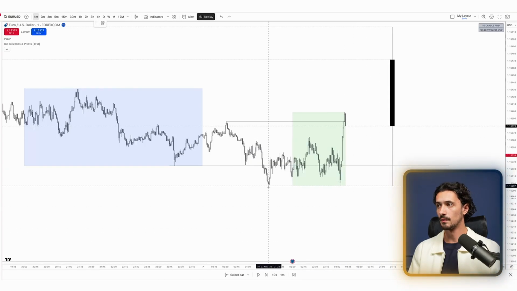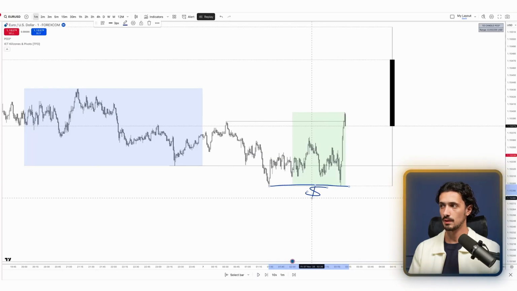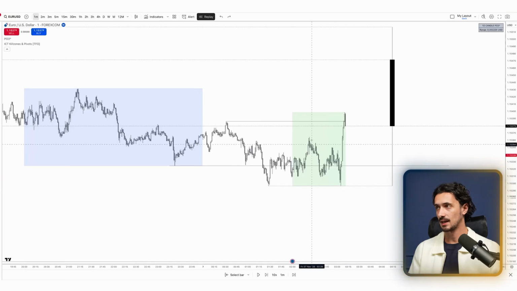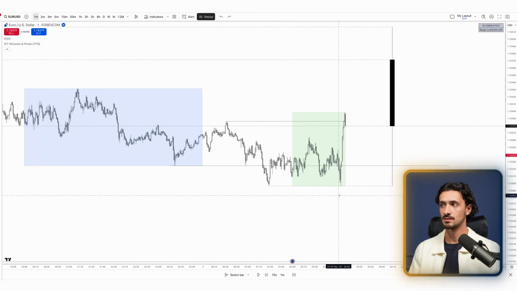Now people are like, oh, what about the equal lows? You know, liquidity below those lows. Sure, there may be liquidity below those lows. Doesn't mean they have to be taken right now. Could be taken at a later date and time. Might not get taken at all. This is a lower significance than this.